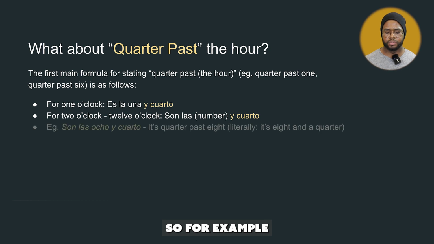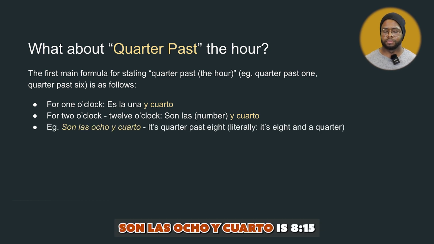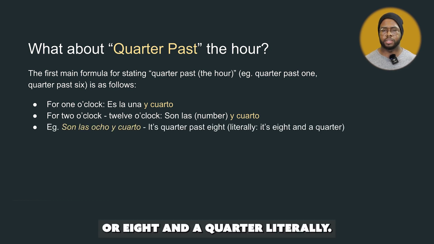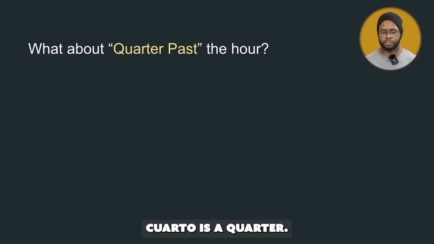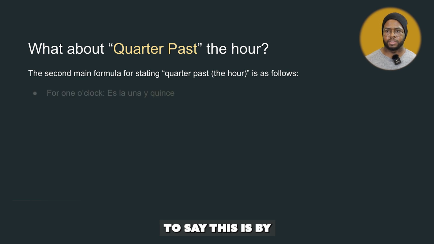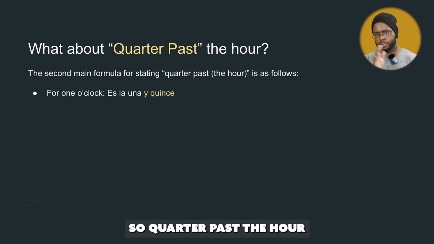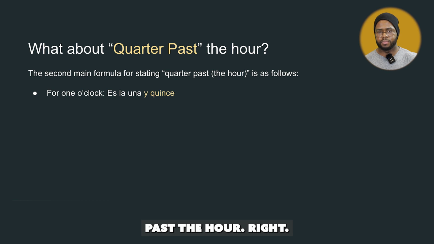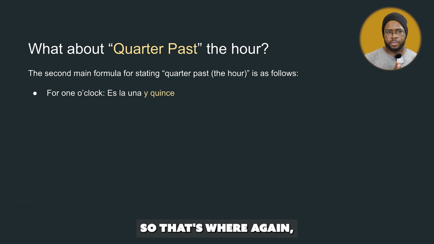So, for example, son las 8:15, it's quarter past 8, or 8 and a quarter, literally. Cuarto is a quarter. So, the second way to say this is by using the number of minutes. So, quarter past the hour with 15 minutes past the hour, right? So, that's where, again, the numbers video would come into play.